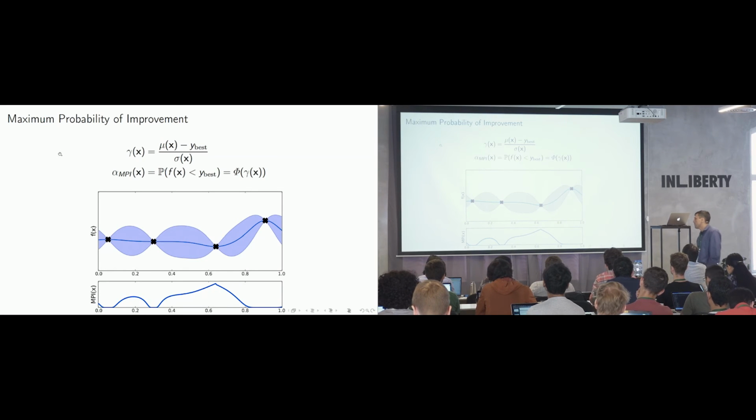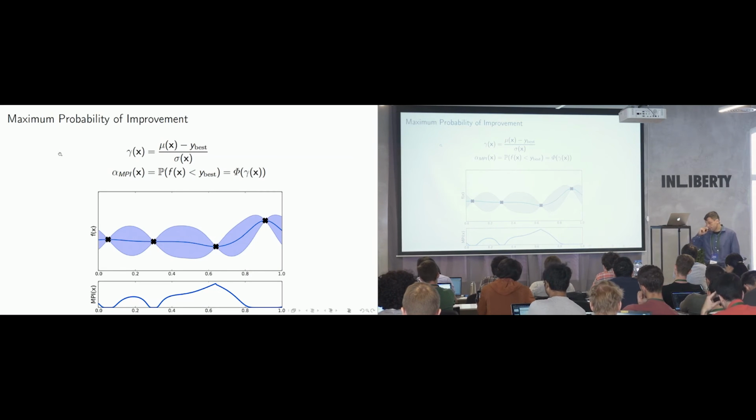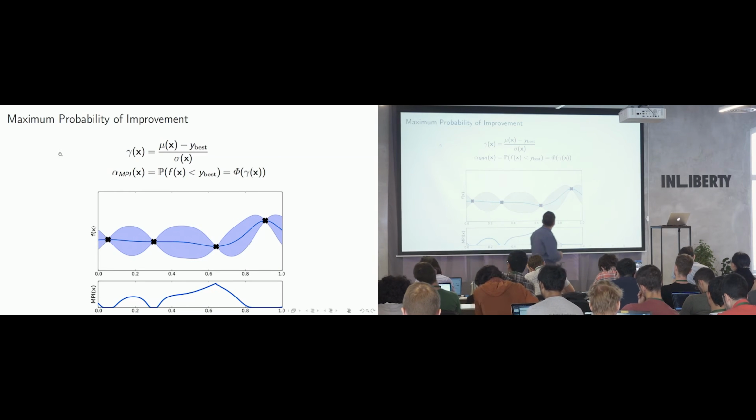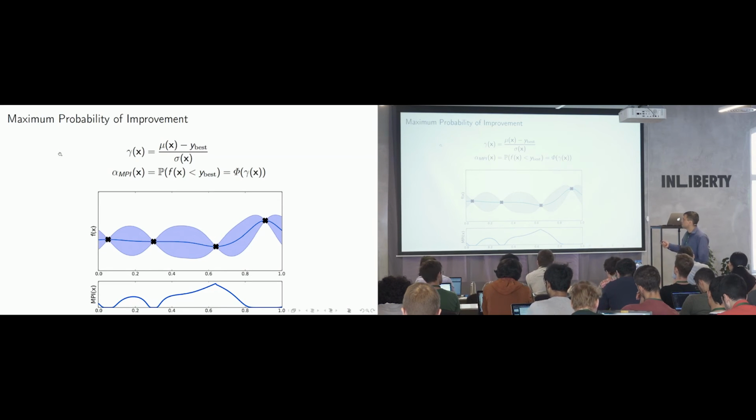Another also quite widely used criterion is called the maximum probability of improvement, also very simple. As I said, all these criteria are in general based on very engineering ideas. Common sense, I would say. So we define gamma of x, a normalized value of the process.